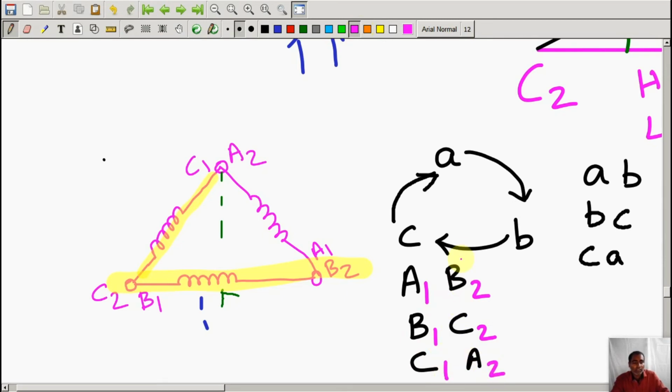So you see, we have found that if you are writing these terminals A, B, C in a cyclic fashion, the way it is shown here, A, B, B, C, C, A, then the order of the suffix will come the same. For A, B, the order of the suffix is 1, 2. Why? Because it is A1, B2. Then for B, C, it is again coming in order, B1, C2. So 1 and 2.